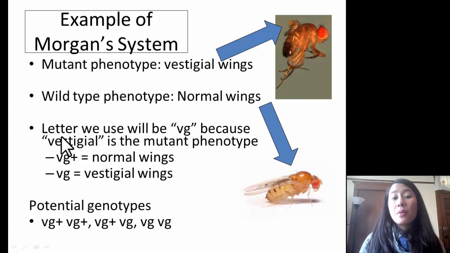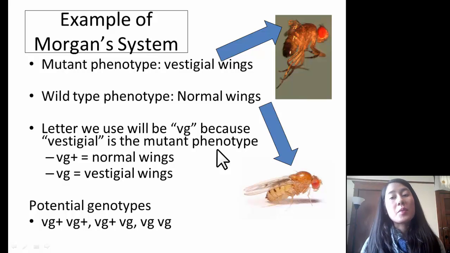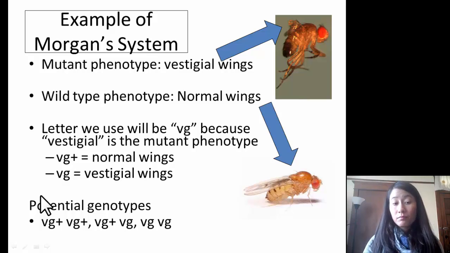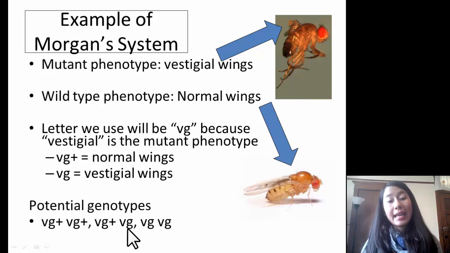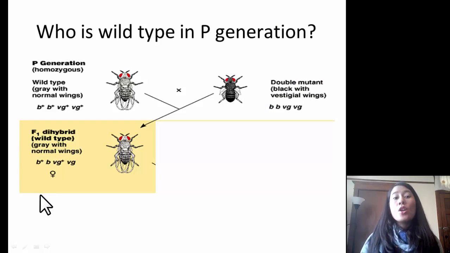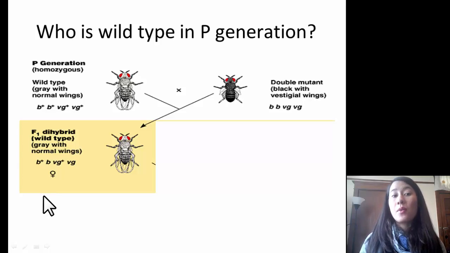So the letters that we're going to use to track wing genes will be vg because vestigial is the mutant phenotype, and that's how Morgan determined which letters to use, based on the mutant rather than the wild type. So here we can see the letters will be vg, and if we add a plus sign, that will be for normal wings. Without the plus sign, that will show vestigial wings. The potential genotypes we can have then are 2 normal wild type alleles, a heterozygous wild type and mutant allele, or 2 mutant alleles.